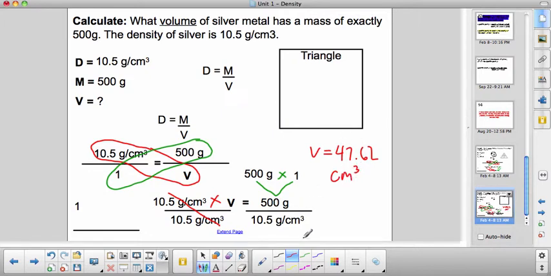So for this problem, we had more than one step. We plugged our values into our equation. So we plugged in the density, the mass, and the volume. We cross-multiplied to get the 10.5 times the volume. We cross-multiplied to get the 500 grams times 1. After that, we needed to get the volume by itself, so we needed to divide by the density on each side. And then the mass divided by the density here gave us our answer, which was 47.62 cubic centimeters. Let me know if you have any problems with this, and we'll go over it in class.